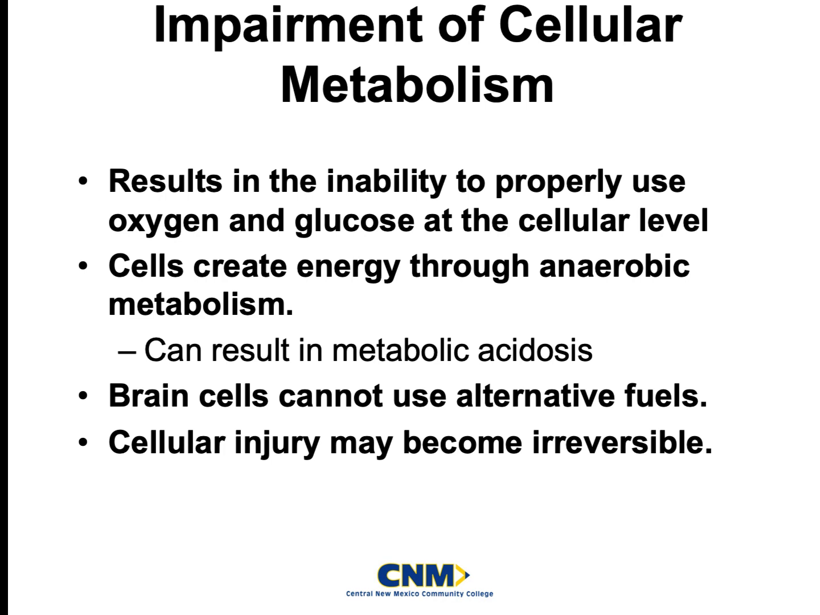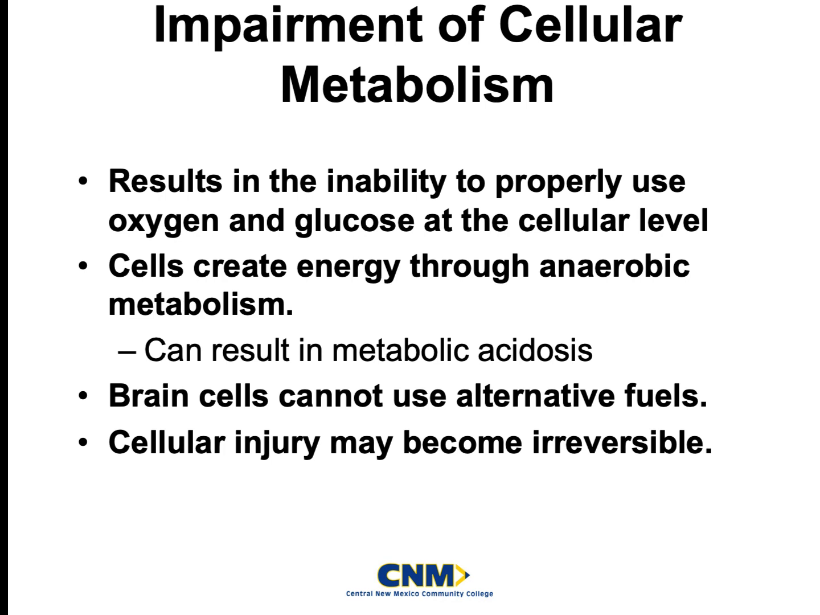However, basically shock, once again, is inadequate tissue perfusion. This results in the inability to properly use oxygen and glucose at the cellular level for whatever reason. There are numerous reasons why shock can occur, and we'll talk about those later. The cells start to create energy through an anaerobic metabolism, which is bad, so we're not creating all the energy that we should be as if we were in an aerobic metabolism. Remember, we're trying to produce ATP, or adenosine triphosphate. When we're in aerobic metabolism, we're producing anywhere between 32 to 36 units of ATP per cell. When we drop into anaerobic, we're anywhere between 2 and 4 ATP per cell.